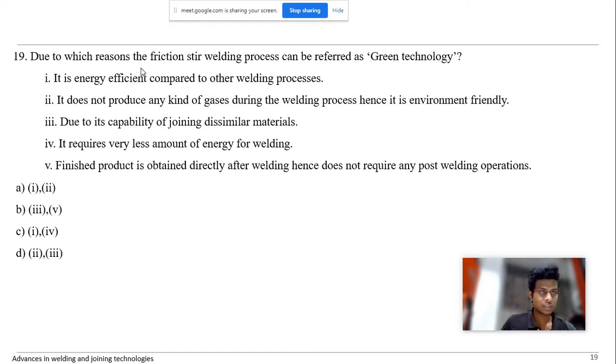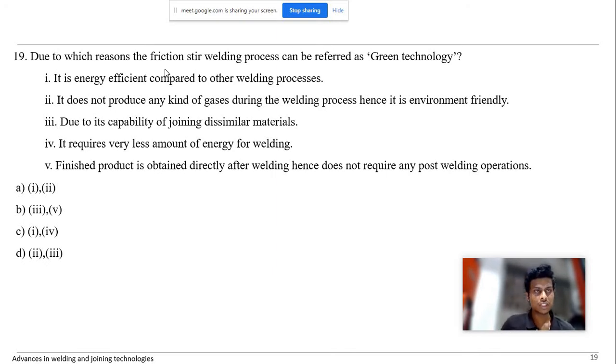Due to which reasons can friction stir welding be referred to as green technology? In friction stir welding, the process directly uses one FSW tool, the friction stir welding tool, which plunges. It will plunge, wait for the dwell time, and then with the help of spindle speed, we give the travel speed. Because of that, welding will happen. Here we are not using any shielding gases, so it is environmentally friendly.